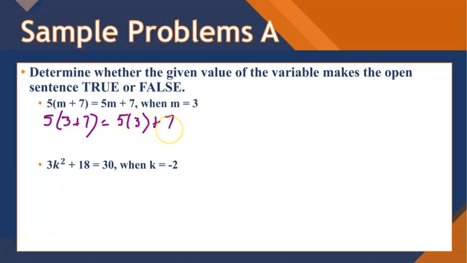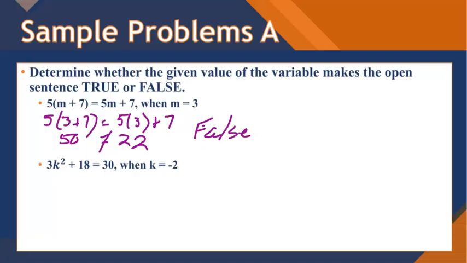plus 7. Now this side, the left side, I have 3 plus 7 is 10. 10 times 5 is 50. And this should equal 5 times 3 is 15. 15 plus 7 is 22. Well, 50 doesn't equal 22, so we would say this statement is false. And we can also say that 3 is not a solution to that equation.